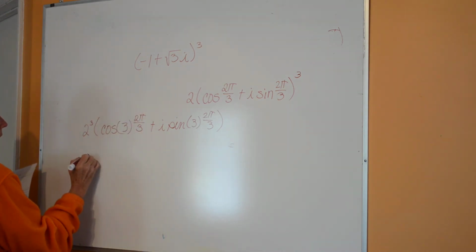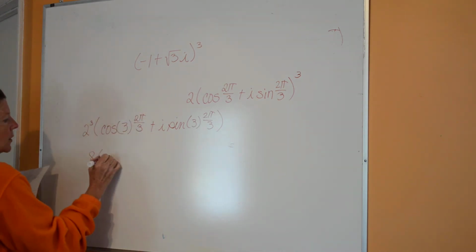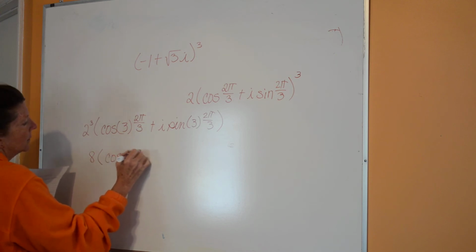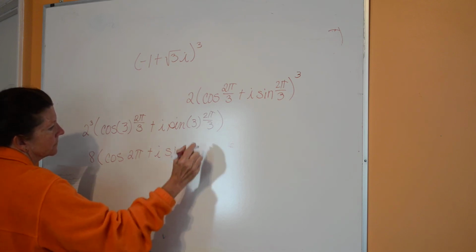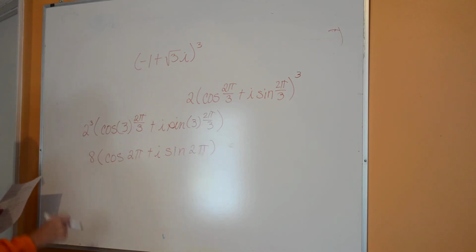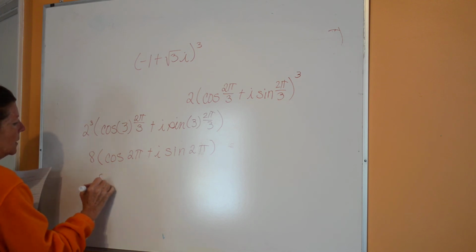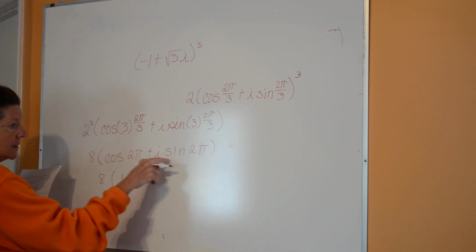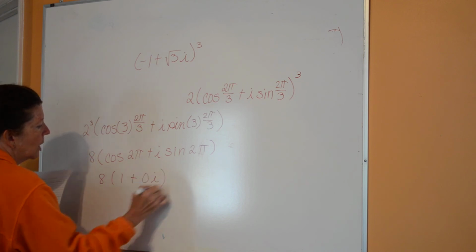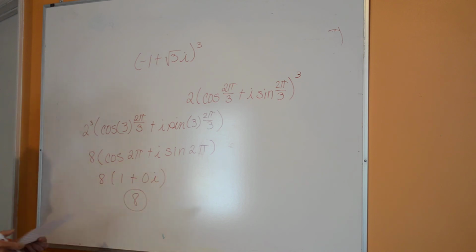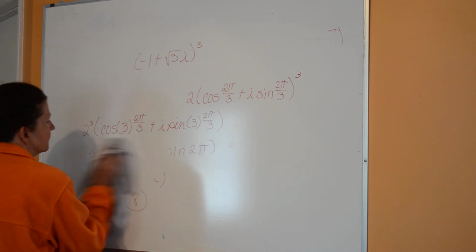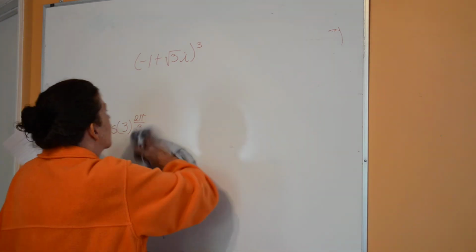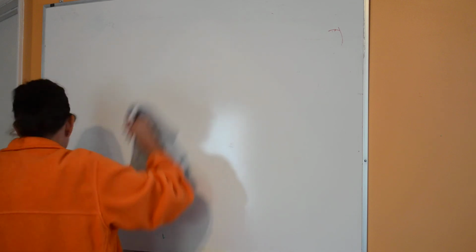Obviously that's going to give me 2 pi, so I have 8 times the cosine of 2 pi plus i times the sine of 2 pi. At 2 pi, my cosine is 1, and the sine there is 0. So essentially my answer is just 8. If you want to do 8 plus 0i, you can do that. We also did ones with roots, and we did negative ones as well, but they're all done the exact same way.